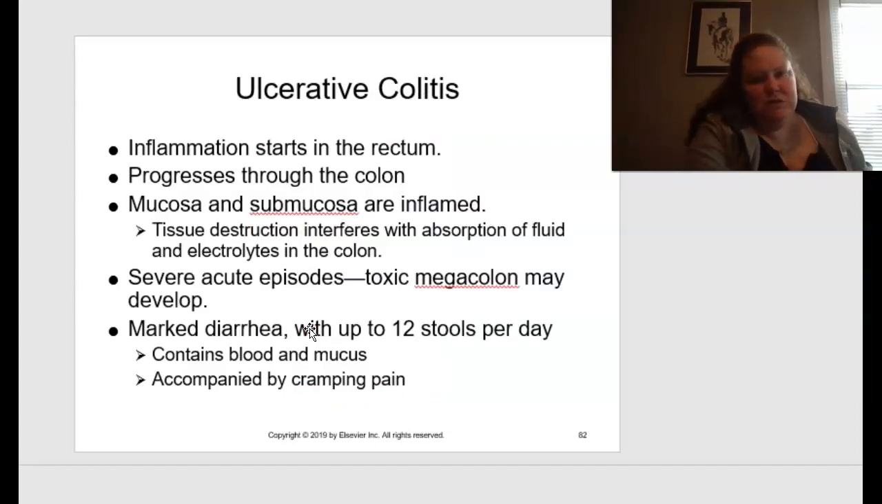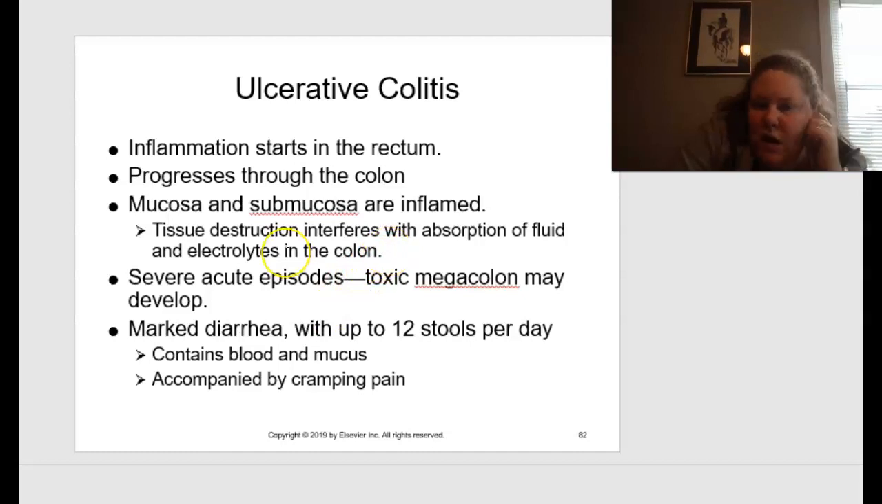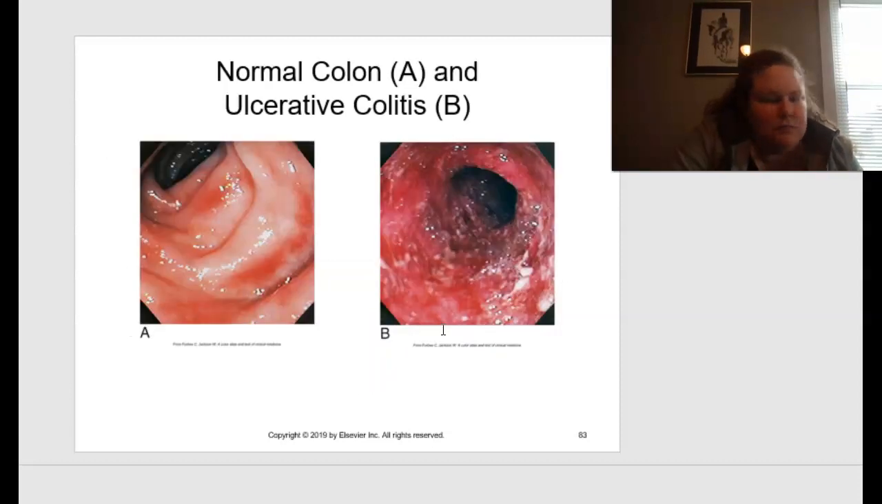Moving on to ulcerative colitis. This is on page 472. This is where the inflammation starts in the rectum and progresses through the colon. The mucosa and submucosa are inflamed. The tissue destruction interferes with the absorption of fluid and electrolytes in the colon. You have severe acute episodes. For instance, toxic megacolon may develop. And you have marked diarrhea with up to 12 stools per day. This contains blood and mucus, and it's accompanied by cramping pain.